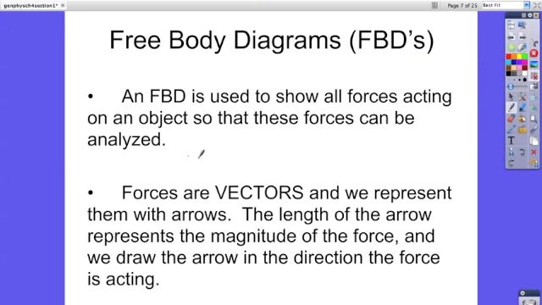The forces will be shown with vectors, or the forces are vectors, and we'll use arrows to represent them. The length of the arrow will represent the magnitude of the force, how big it is, and we'll draw it in the direction that the force is acting.